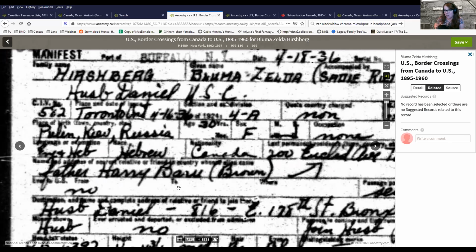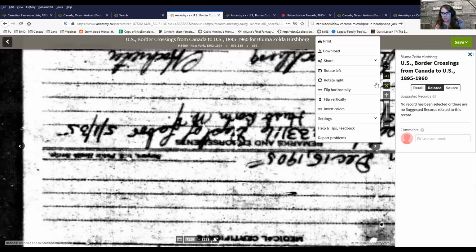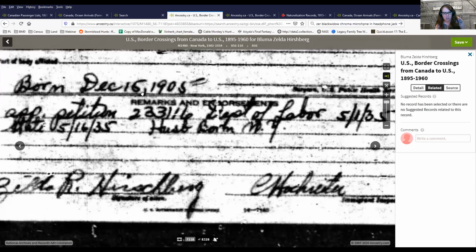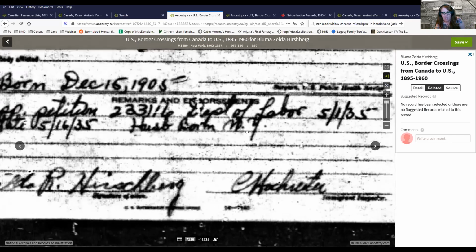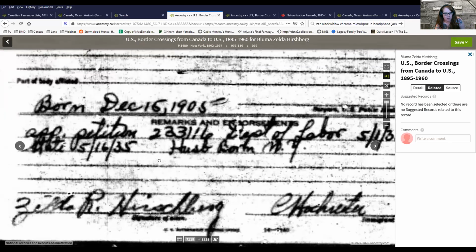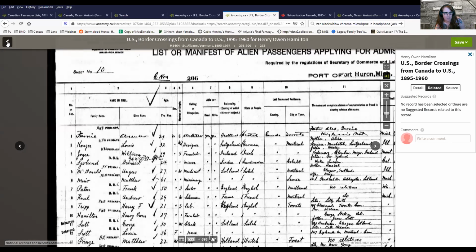So my patron was thrilled because she didn't know that the Brown family were actually Baru. And these are double-sided, so always go and take a look at the other side. You can rotate these from the toolbar over here, and you can see that there's additional information for Bluma that could be helpful for whatever you're looking for, petition, naturalization positions in the US, so on and so forth. And another example of a border crossing is this one here.